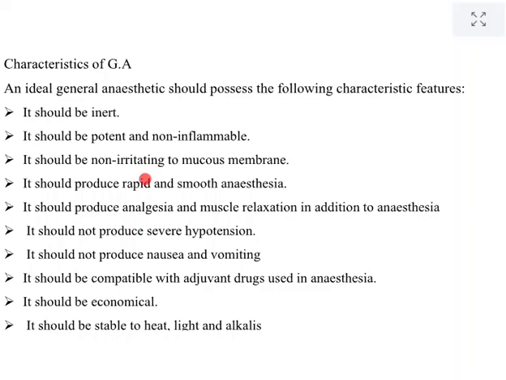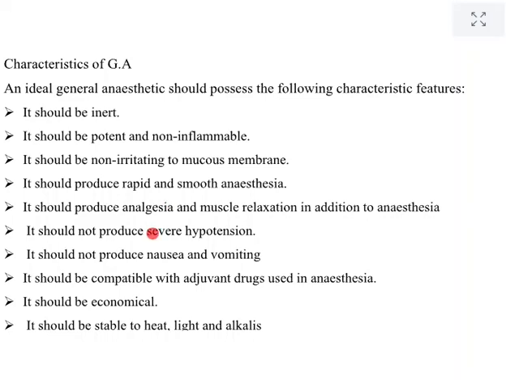It should produce analgesia, that means there is no pain, and muscle relaxation in addition to anesthesia. Of course, if it's not able to do so, as we have said, you can add other drugs. But if it could, the better, because it will lessen the number of drugs that you'll be giving this patient.